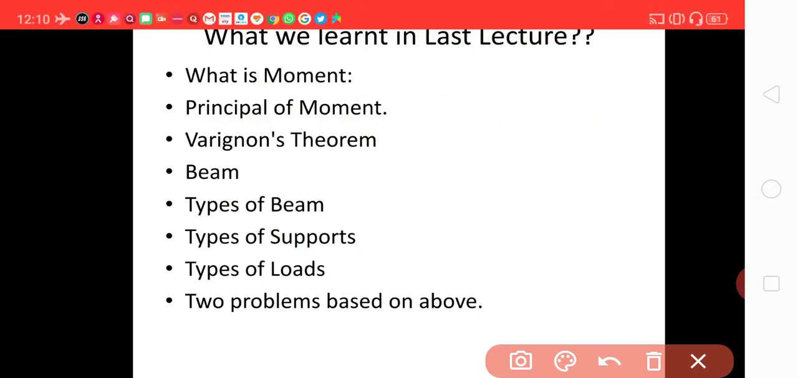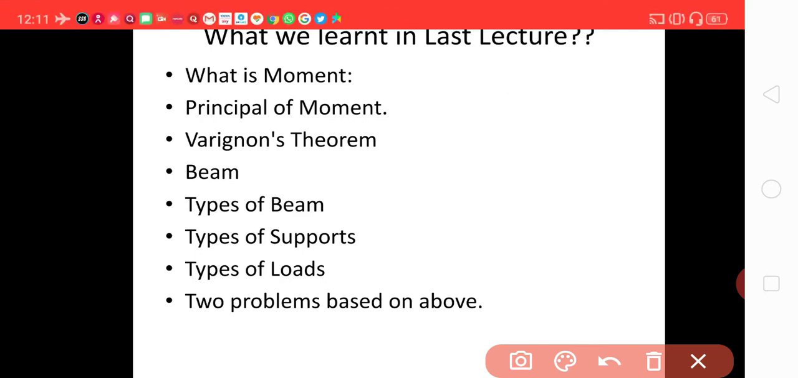Now, coming to the Varignon's theorem. It is very important. As I told you yesterday also, it will be used left and right in every aspect of engineering, be it electrical, electronic, mechanical, civil, everywhere. This principle of moment will be used as a tool to analyze many types of problems.